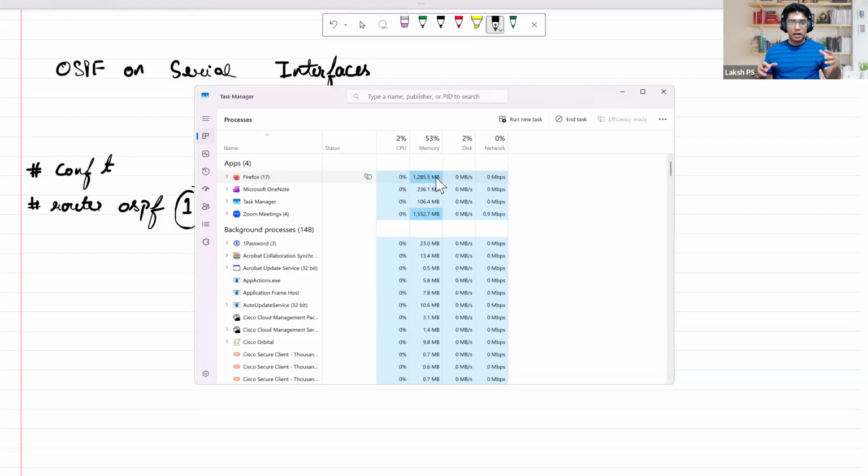So if we are a Linux expert, we can check the processing of Firefox through a process ID. It has an ID for it. Similarly, Microsoft OneNote has its own unique ID. Task Manager has its own unique ID. Zoom meeting will have its own unique ID. Similarly, all these processes will have their own unique ID.